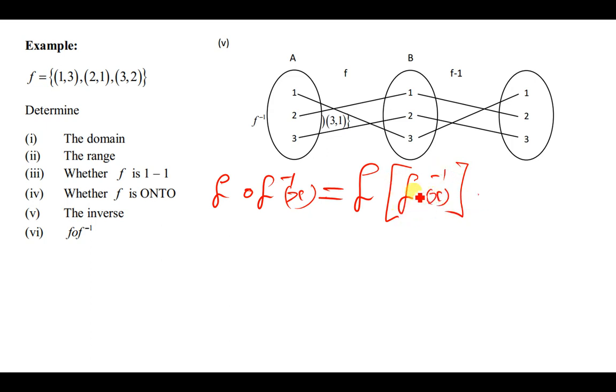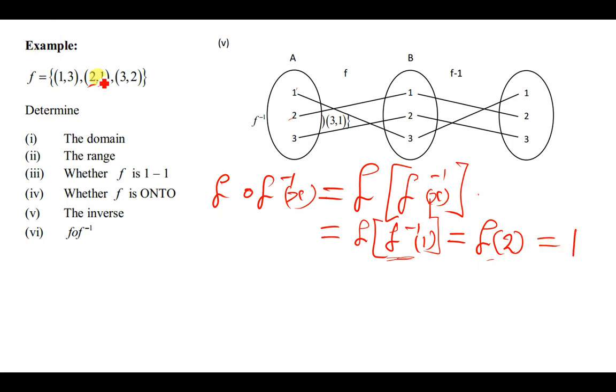So what we have here, the domain that we have is 1, 2, 3. So I'll start with 1. I'm going to put 1 there. So I'll say f of f inverse of 1. So f inverse of 1 will give me, where is 1? Well, f inverse of 1 will give me 2. So where there's f inverse of 1, I'll put 2. So f of 2 will simply give me 1. F of 2 will give me 1.